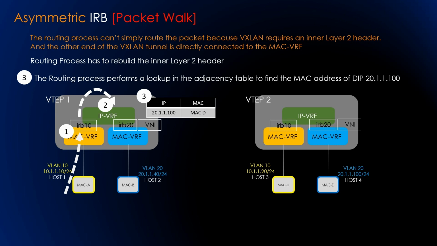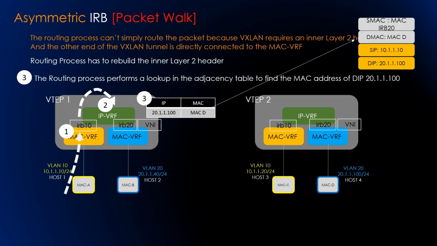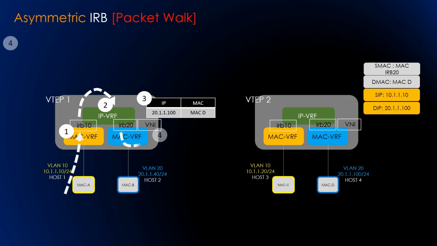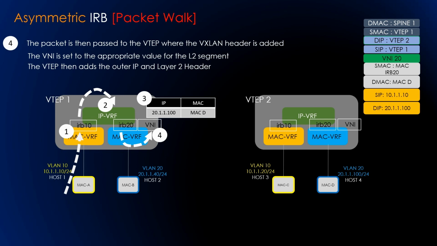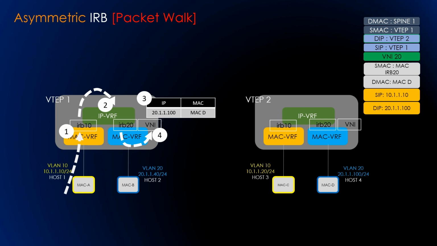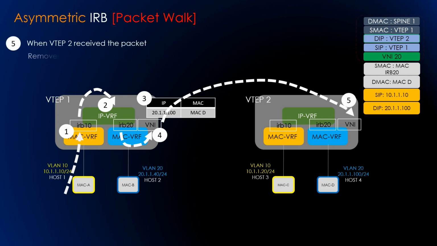So this determines the MAC address that will serve as the destination MAC address of the new layer 2 header, which is obtained from the ARP table. Meanwhile, the source MAC address will be extracted from the MAC address of the IRB interface 20. The packet is then passed to the VTEP, where the VXLAN header is added and the VNI is set to the appropriate value of the layer 2 segment. The destination IP is the remote VTEP found in the IP VRF lookup, and the source IP is the local VTEP. And then we will have our MAC information, VTEP 1 as the source and the destination as the next hop, let's say spine.